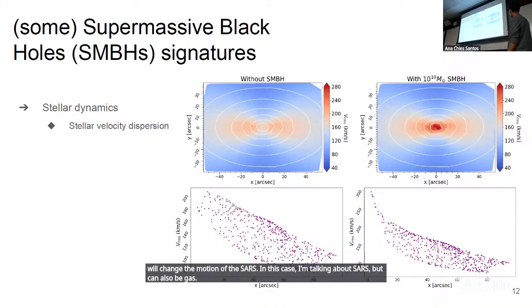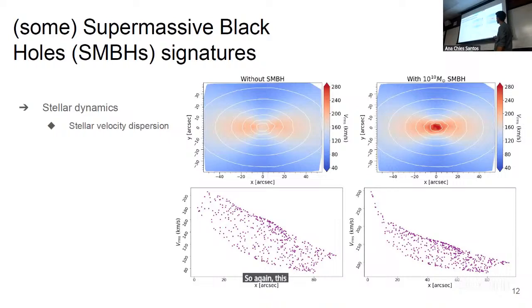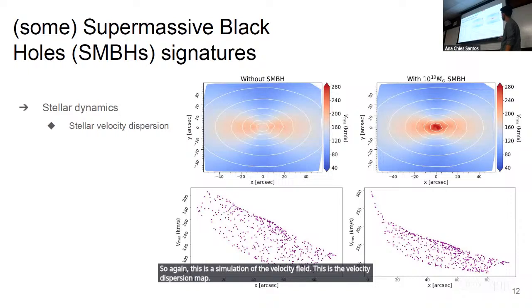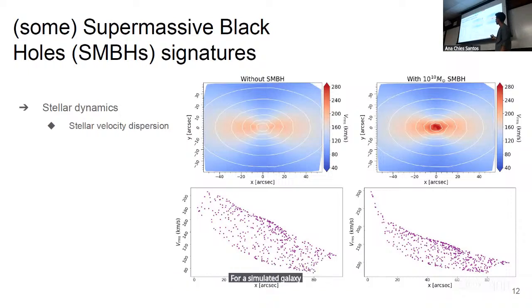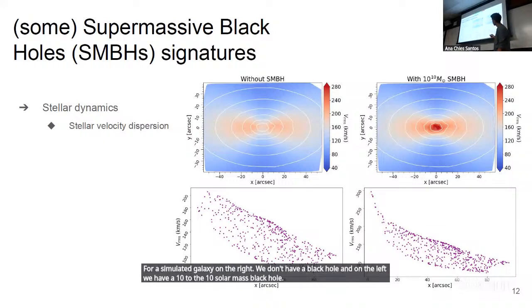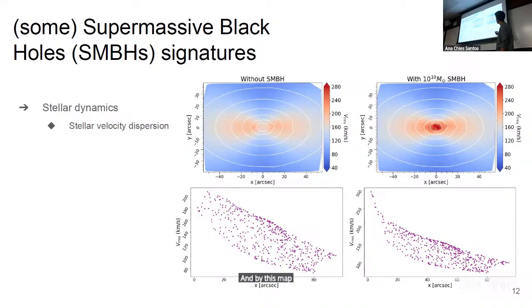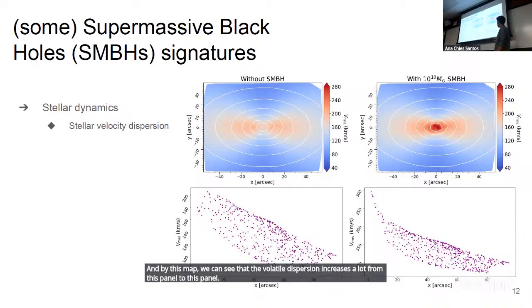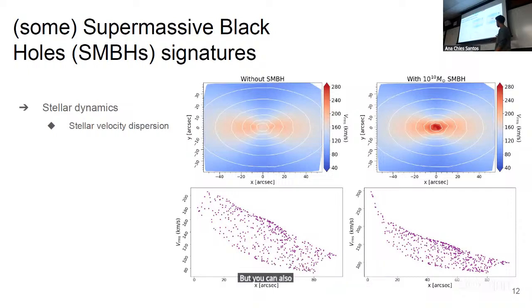So again, this is a simulation of the velocity field. This is the velocity dispersion map for a simulated galaxy. On the right, we don't have a black hole. And on the left, we have a 10 to the 10 solar mass black hole. And by this map, we can see that the velocity dispersion increases a lot from this panel to this panel. But you can also see this on the radial profile.